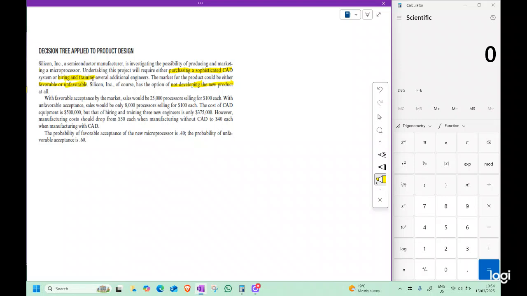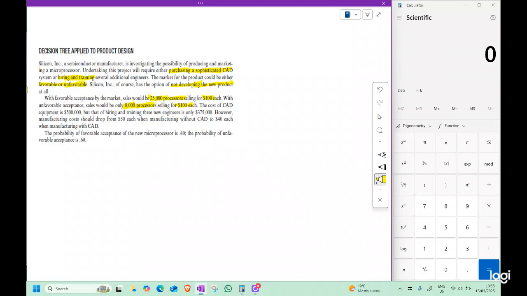With favorable acceptance, the sales will be 25,000 processors, selling at $100 each. Unfavorable acceptance, sales will be 8,000 processors selling at the same price.